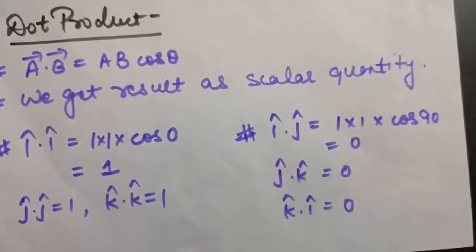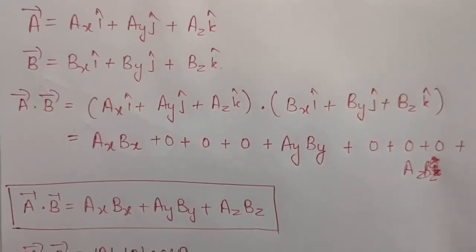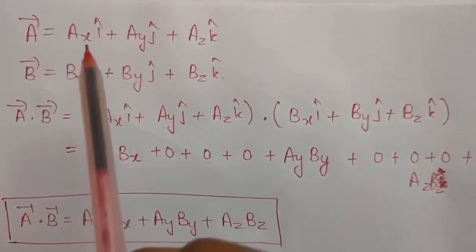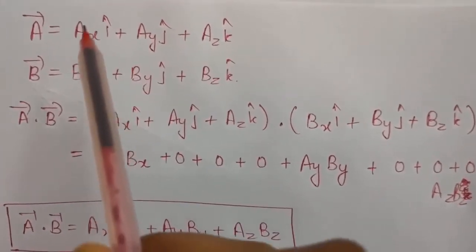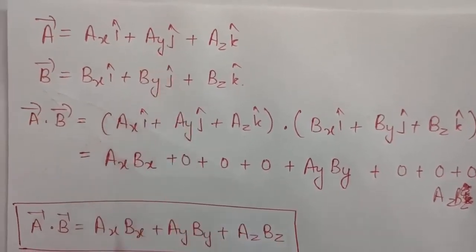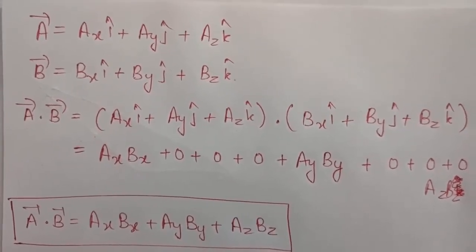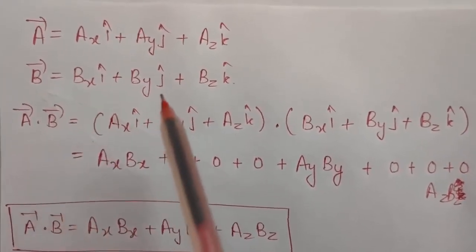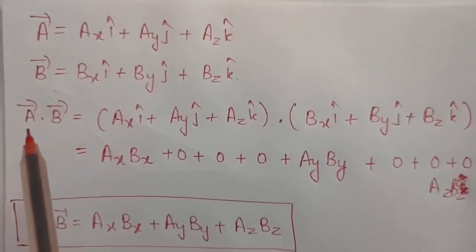Okay, so now let us take two vectors A and B and see how to calculate their dot product and how to calculate the angle between them. A vector is AX i cap plus AY j cap plus AZ k cap. That means AX is the component of A vector in the X direction, AY is the component of A vector in the Y direction, and AZ is the component of A vector in the Z direction. Similarly, B is BX i cap plus BY j cap plus BZ k cap. Now we have to calculate A dot B.